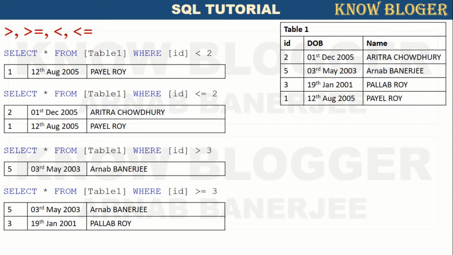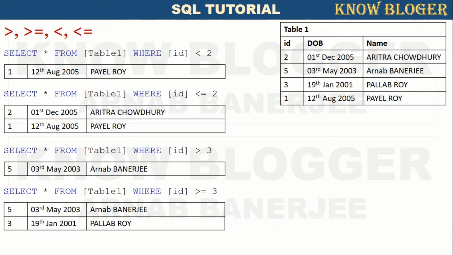Greater than or equal to, less than or equal to. Now select star from table 1 where ID less than 2. It gives us the record whose ID is 1, which is less than 2. Then select star from table 1 where ID less than or equal to 2. It gives us two records, whose ID is 2 and whose ID is 1, since it is equal to 2 or less than 2, which means 1. So 1 and 2, the two records, are given here.